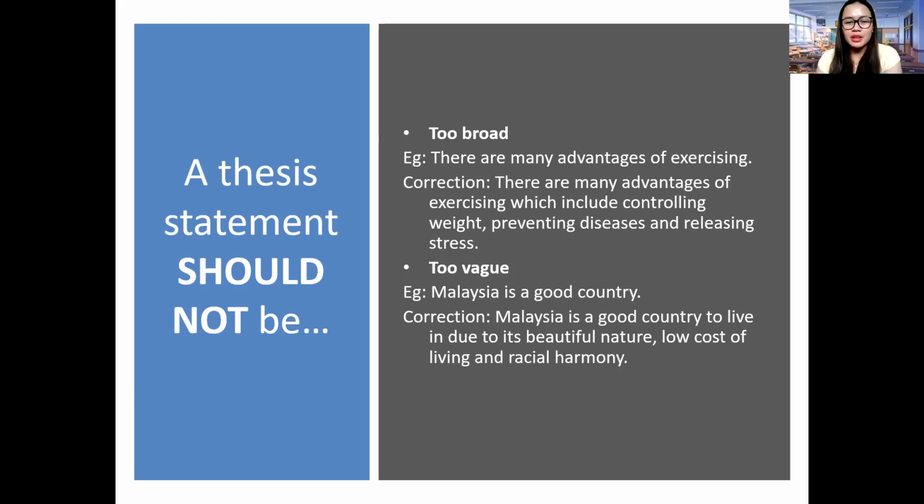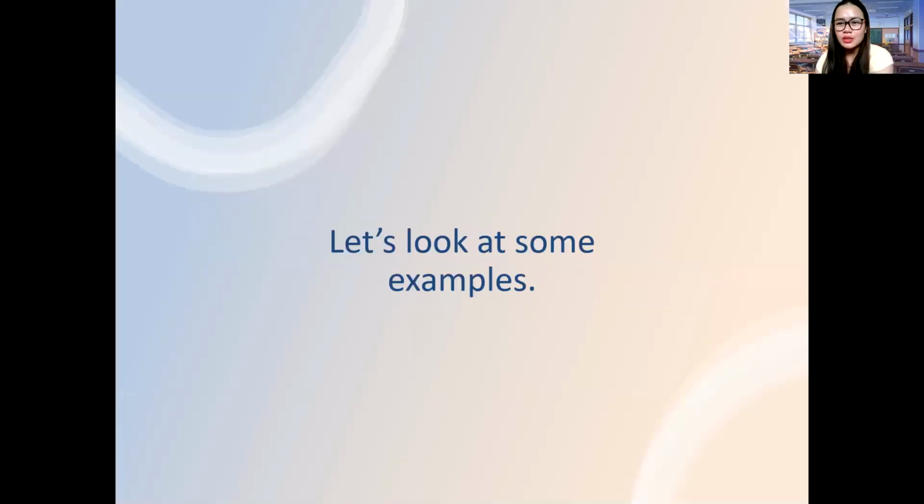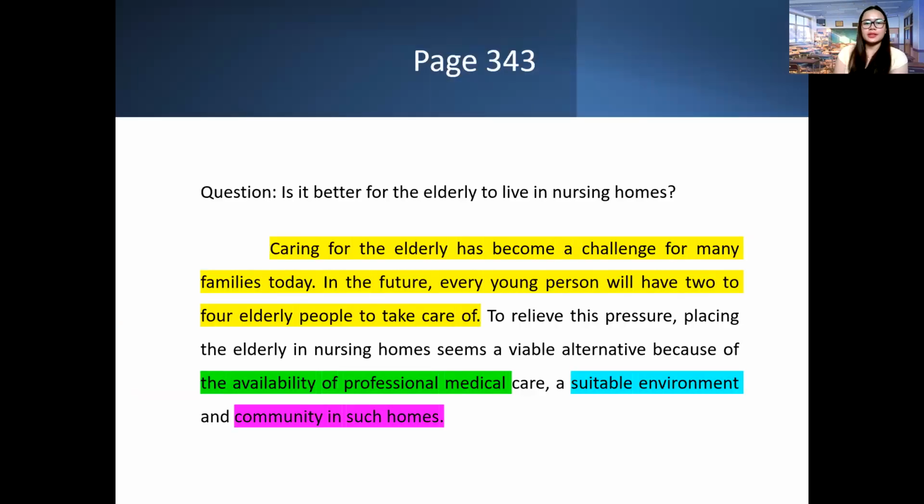Okay, moving on. Now let's look at a few more examples to make it clearer. One is on page 343 in your textbook. So please open your textbook and highlight it together with me. The one that I highlighted in yellow is the general statement. The question is, is it better for the elderly to live in a nursing home? So this is like a discursive essay. Instead of saying yes, it's better, or no, it's not better, you start with talking about something general.